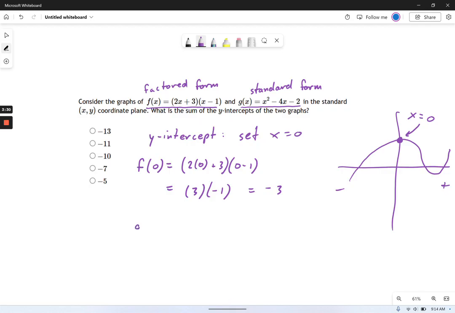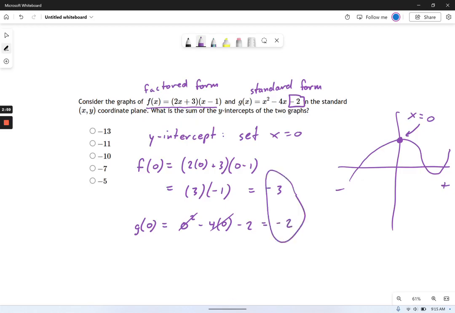Now the g function, find it the same way. You set x equal to 0, but in this case, it's easier because we just say 0 squared minus 4 times 0 minus 2. And a lot of people remember that when you're looking for the y-intercept in standard form, it is simply this little guy at the end. Because all the other x's go to 0, there's nothing left. So you can see these cross out, and we get negative 2 for our y-intercept there.